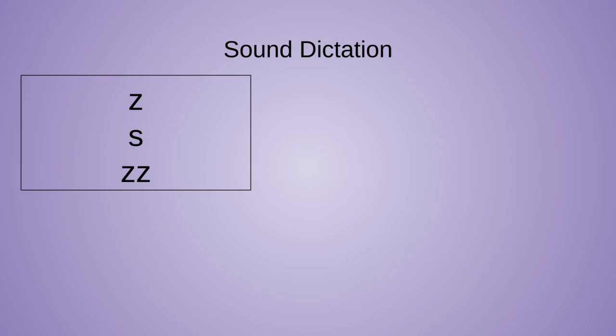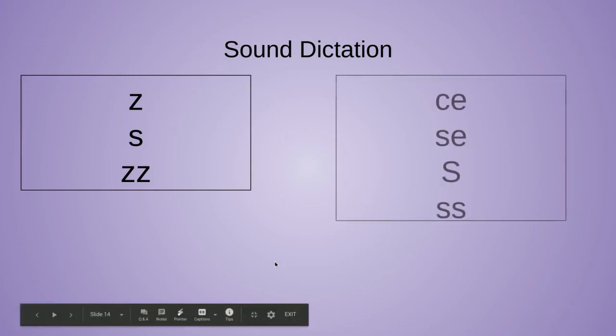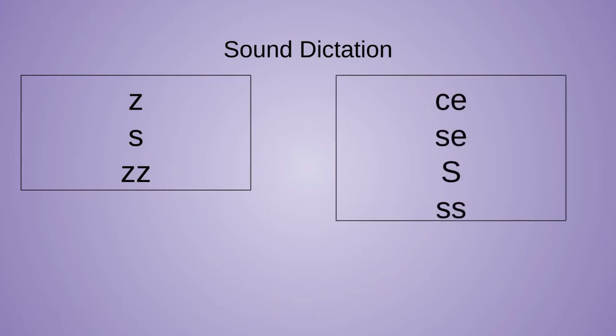Awesome. Okay, number 6. There are 4 different ways to spell this sound S. And again, that sound is S. Let's see what they are. CE, SE, S, and SS all make the sound S.